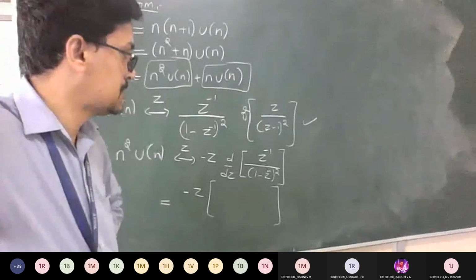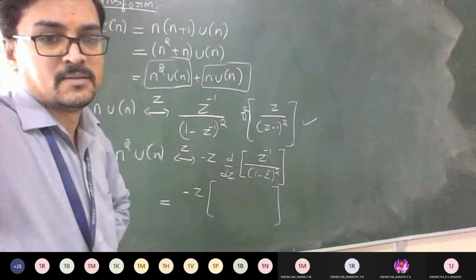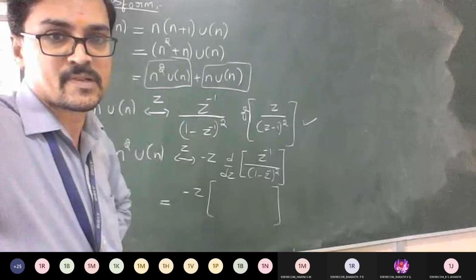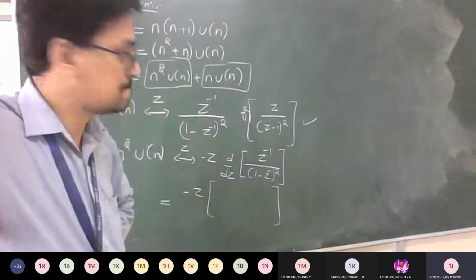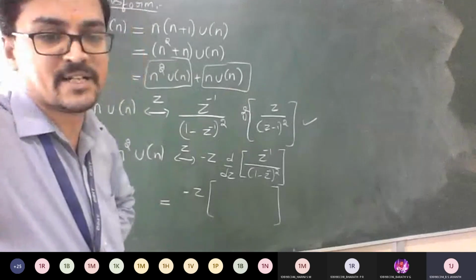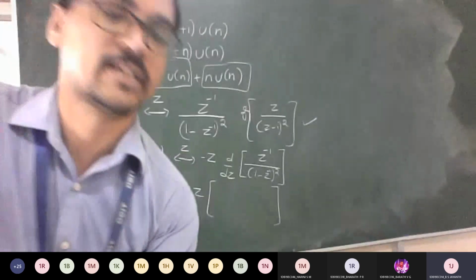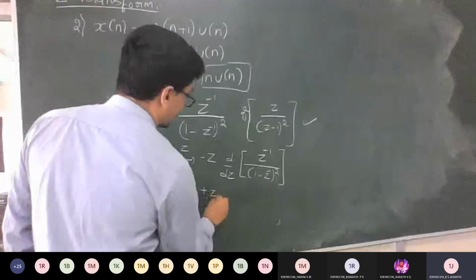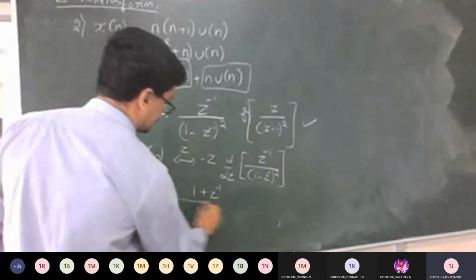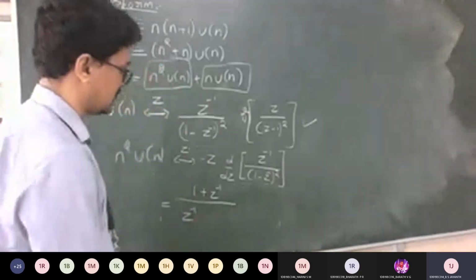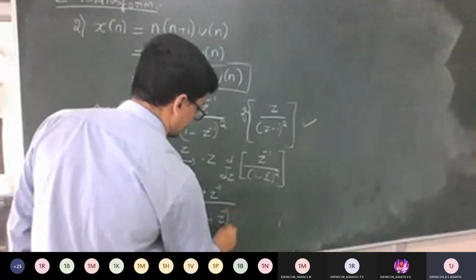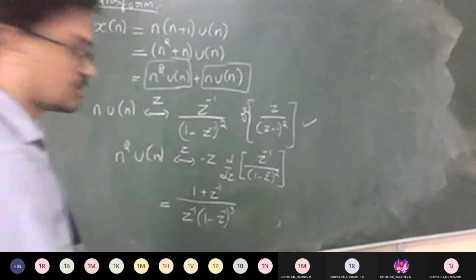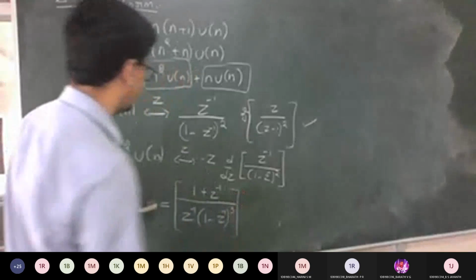Yeah, guys. What's the answer? Sir, I've got the final answer, sir. After multiplying minus z also. Okay, tell me. 1 plus z inverse divided by z inverse into 1 minus z inverse the whole cube, sir. Is it so? Yes, sir. So this is the answer for n square u of n.